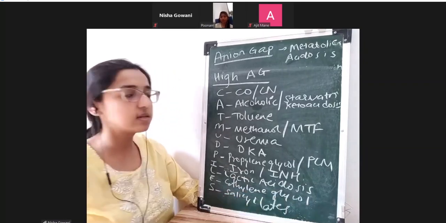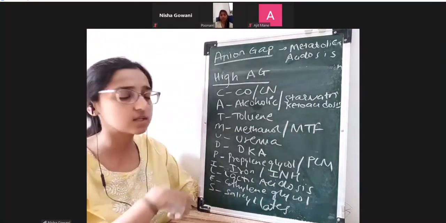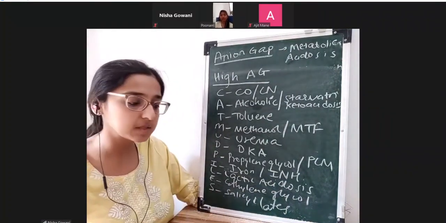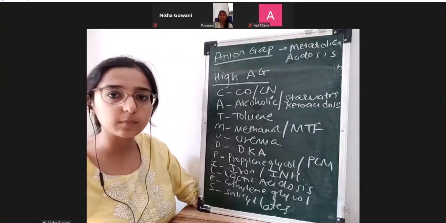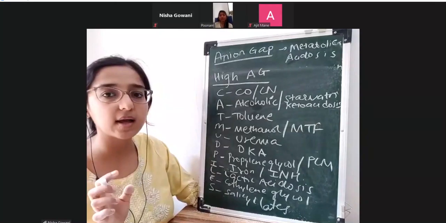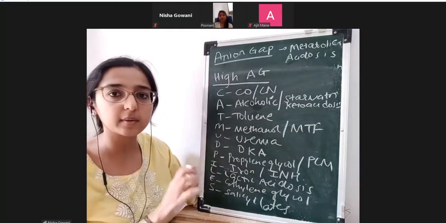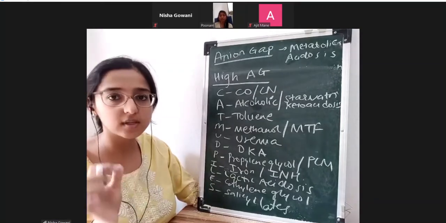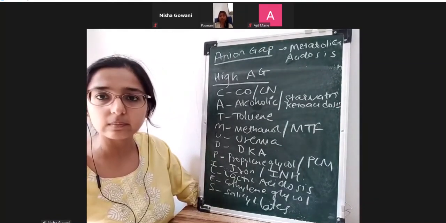So if there is presence of any of this from this mnemonic, you should suspect that yes, the patient could be having high anion gap. All right. So metabolic acidosis is there, maybe high anion gap is there. Then you go and calculate and you find out if the high anion gap is there and how significant it is. Okay. So this mnemonic is okay.